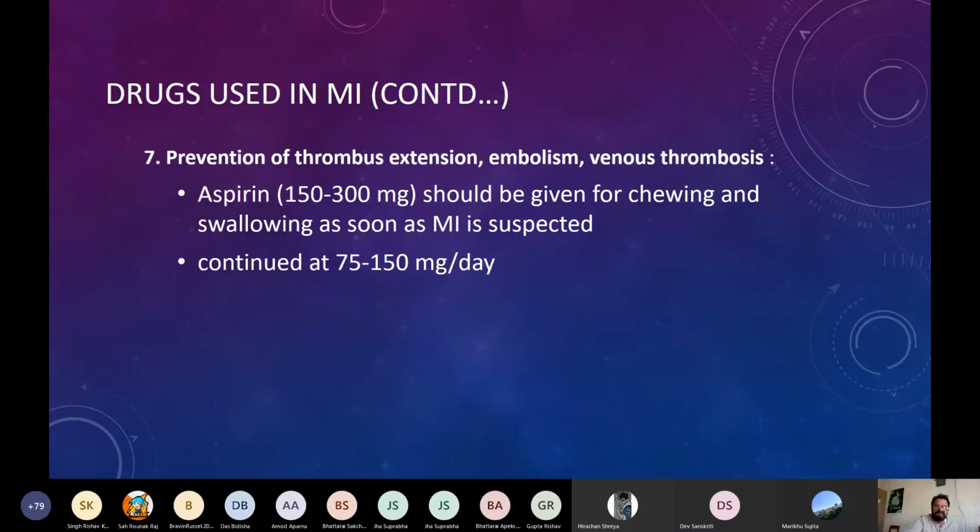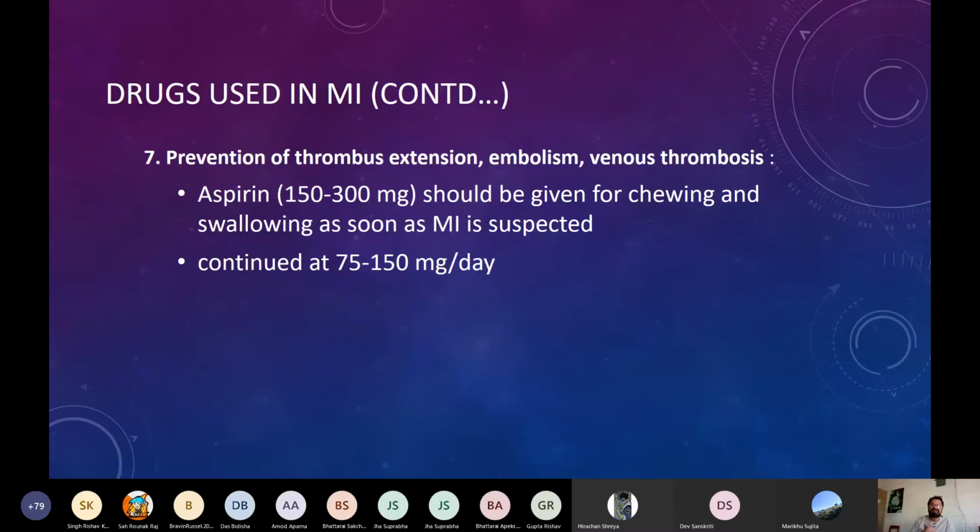So the next thing we are going to do is prevention of extension of thrombus and embolism in the secondary areas of the heart, and then limiting the size of the major infarction. And not only that, because the patient is going to lie down for a long period of time, he might develop things like deep vein thrombosis. We have learned heparin and other things in the previous classes. So these things should be used.